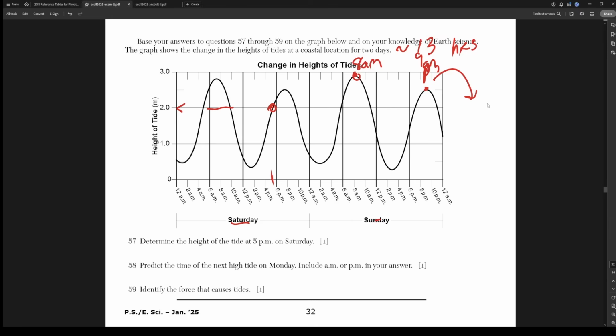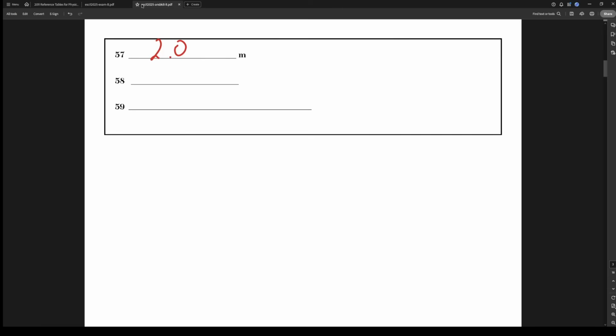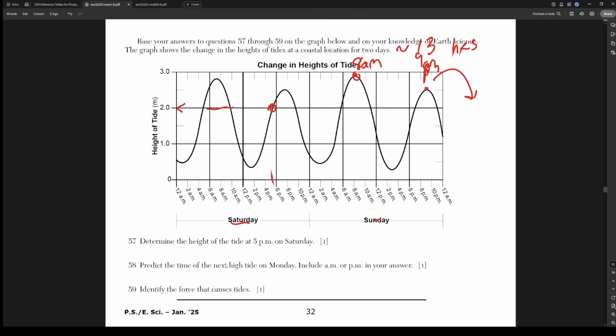So 12 hours is going to be 9 a.m. So then another hour is about 10 a.m. So I would say they're going to take between 9 and 10 a.m. as possible answers for that one. But remember, you're just going to commit to one because it says predict the time, not a range of time.